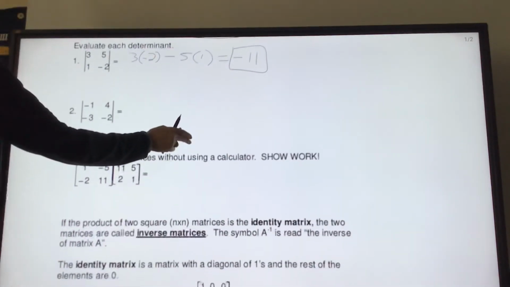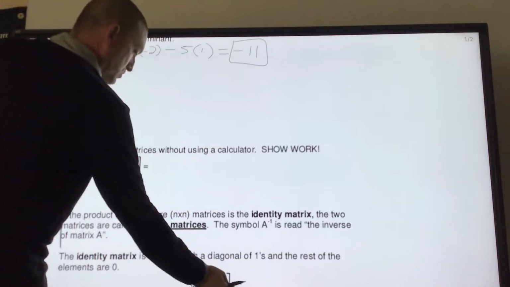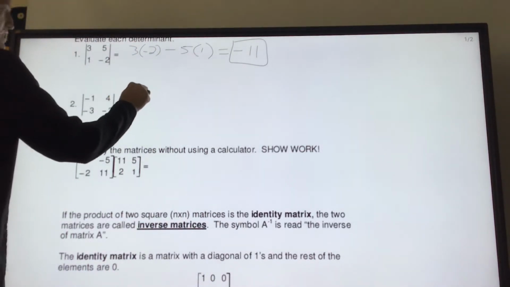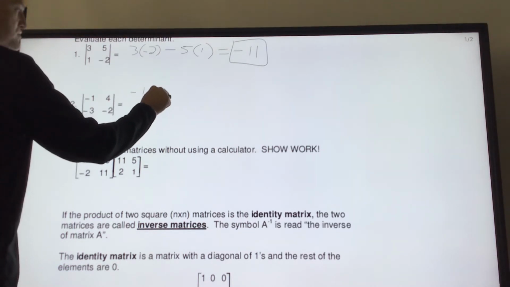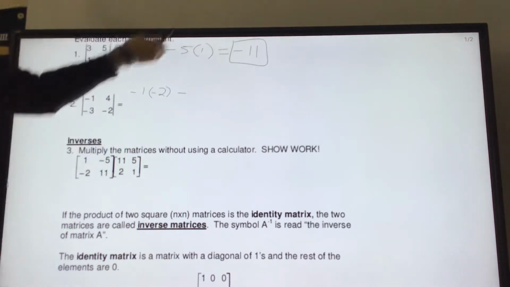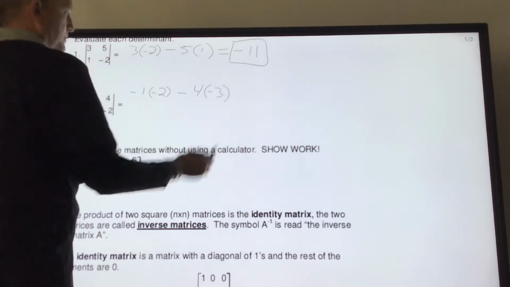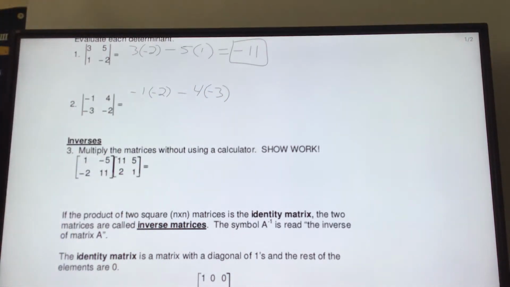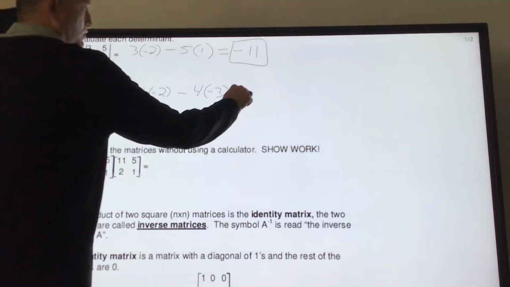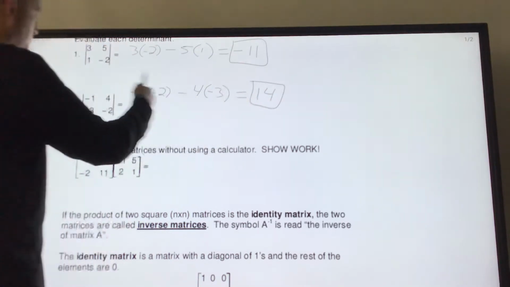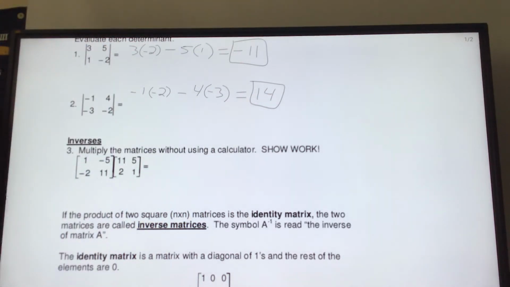For number 2, same thing. Going to multiply crossways, so that's negative 1 times negative 2 minus top to bottom 4 times negative 3. Negative 1 times negative 2 is a positive 2. Negative 4 times negative 3 is a positive 12. When combined, gives me 14. Determinant for this guy is 14.